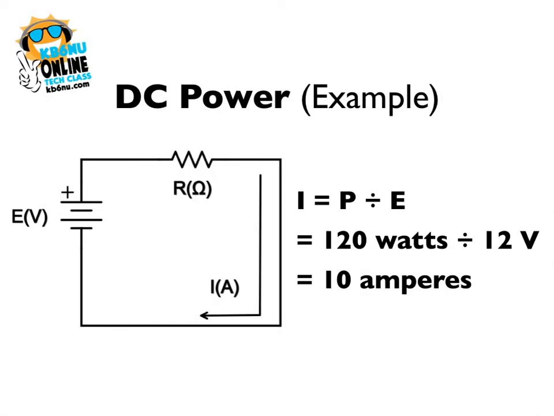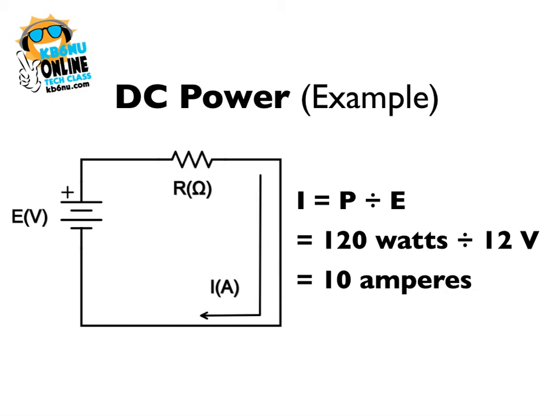Just as we did with Ohm's law, you can use algebra to come up with an equation to calculate the current if you know the power and the voltage. This equation is I equals P divided by E. Here's an example. How many amperes are flowing in a circuit when the applied voltage is 12 volts DC and the load is 120 watts?